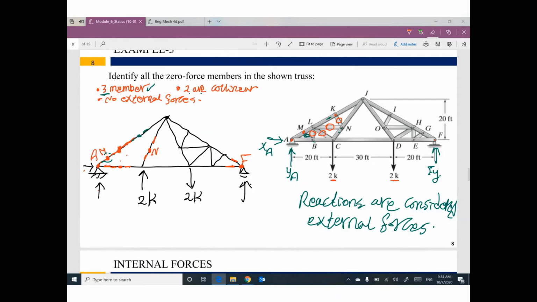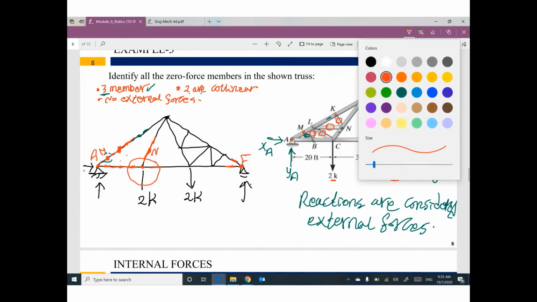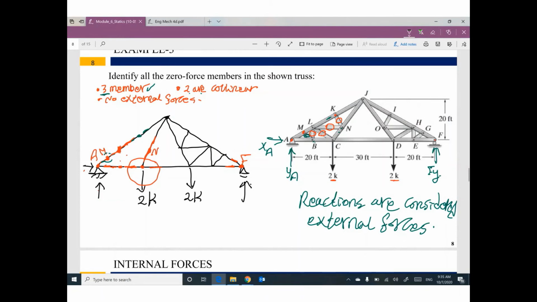My question is, at this joint, how many members do you have? 3. 2 of them are collinear. Do you have any external forces? Yes, we have two kips down, not up, so I cannot say we have a 0 force member. So final decision, all of these members, KN, NL, LC, LB, MB, are 0 force members.